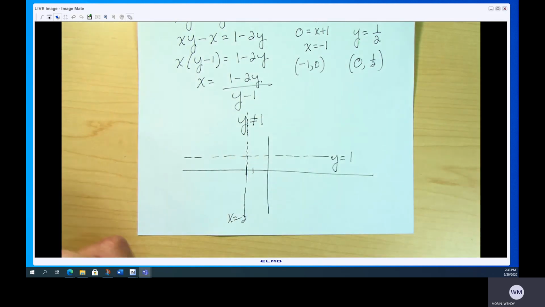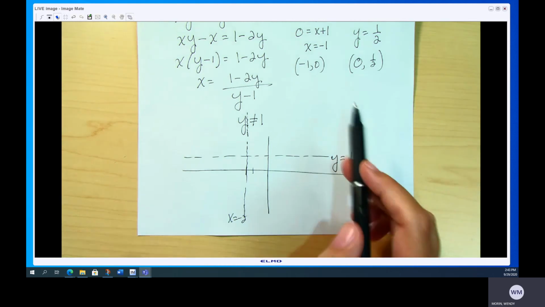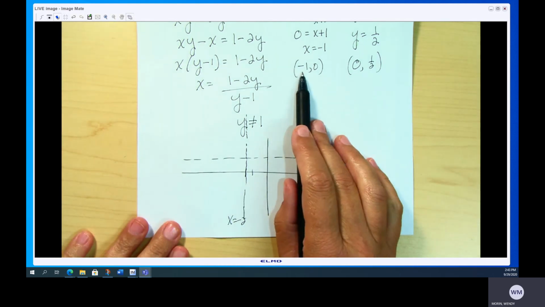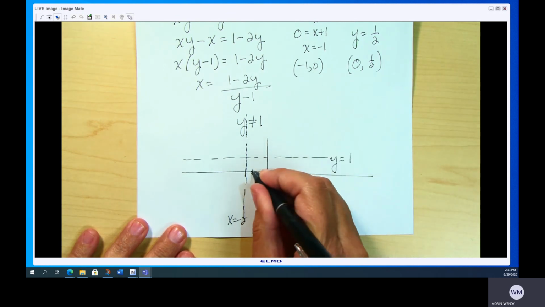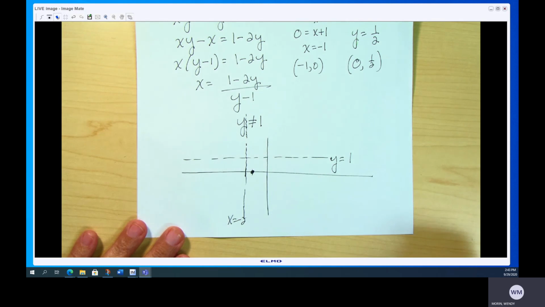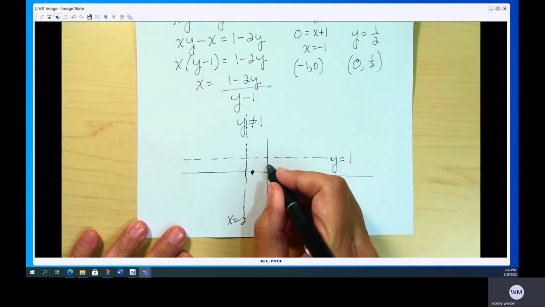Well, this is a little bit different. It's like, well, where do the branches go? Because there's not a constant on the top. So where do you think the branches go? Well, let's take a look at our points. We have an x-intercept of (-1, 0). We have a y-intercept at (0, 1/2). So that's right around there.